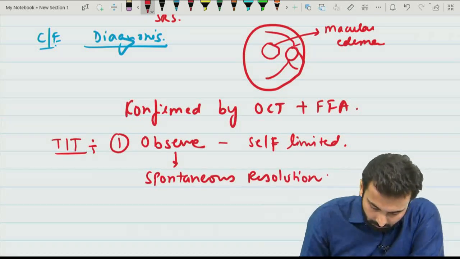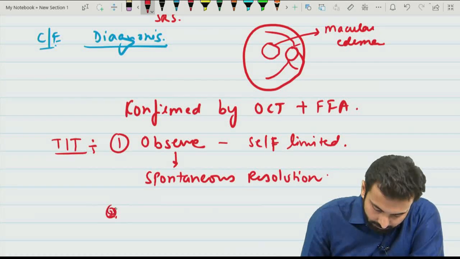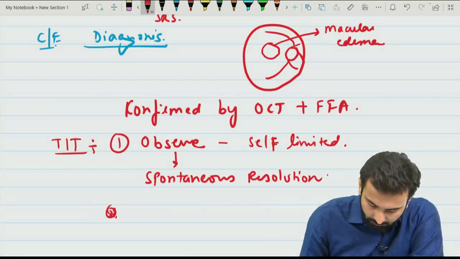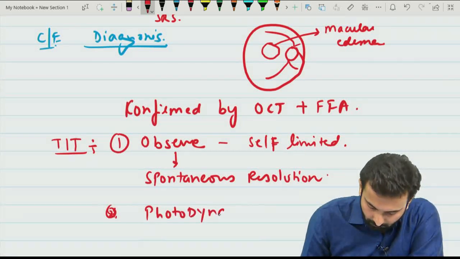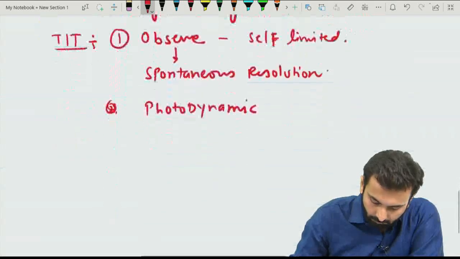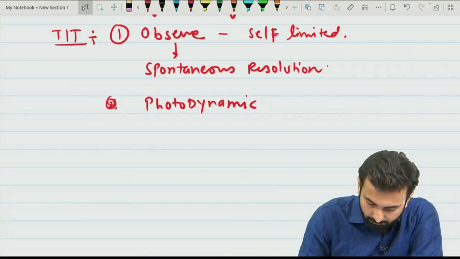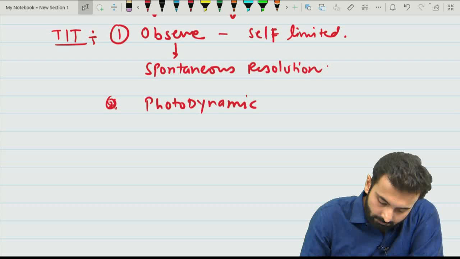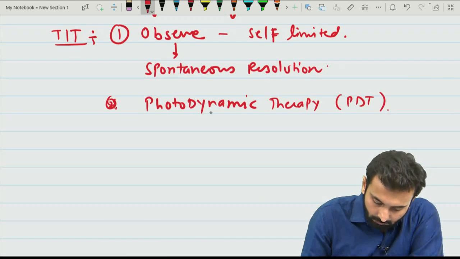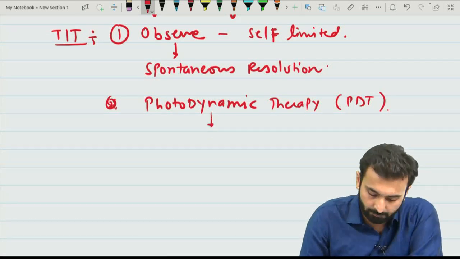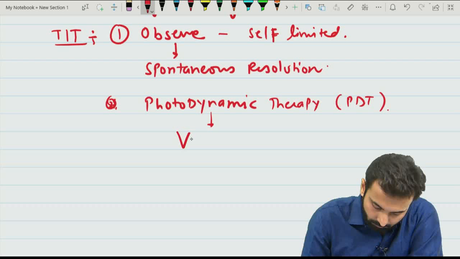Other option, if you have to treat the patient, then what are the treatment options? Then you have to go for photodynamic therapy, which is called PDT. Which drug is used in photodynamic therapy? Verteporfin is used.